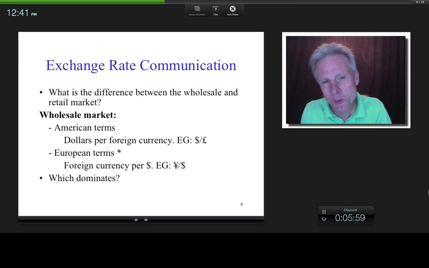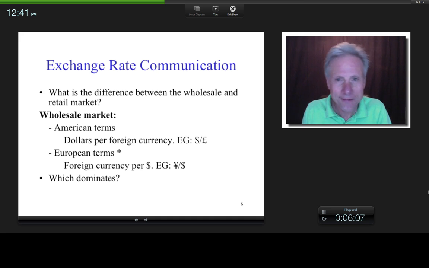Well, it used to be crystal clear that European terms dominated. And the reason for that is because after World War II, the countries got together and they said, hey, how are we going to figure out how much money costs in terms of other money? In other words, how are we going to figure out these exchange rate prices? And this was at something that's known as the Bretton Woods Agreement.